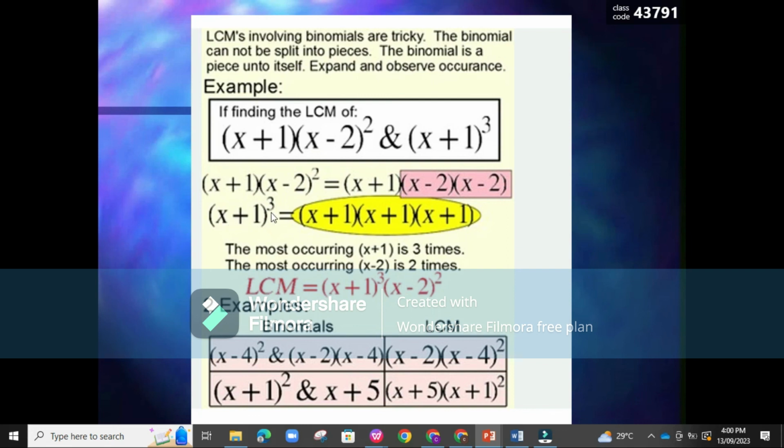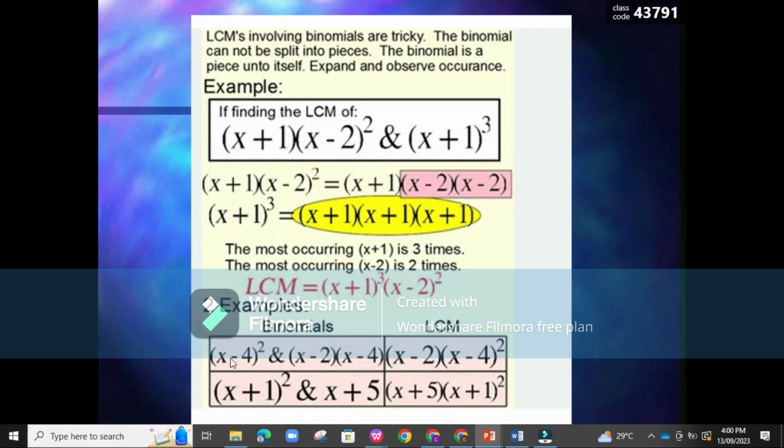And x plus 1 cubed means to say that there are x plus 1 times x plus 1 times x plus 1. There are 3 binomial factors of x plus 1. So the most occurring x plus 1 is 3 times. Here it's only once. It occurs once. Here it occurs 3 times. And the most occurring x minus 2 binomial is 2 times. So the LCM would be x plus 1 quantity cubed, or raised to the power of 3, times the quantity of x minus 2 raised to the power of 2. So this will be the LCM.